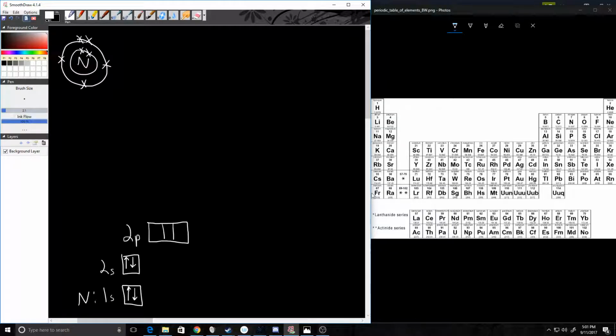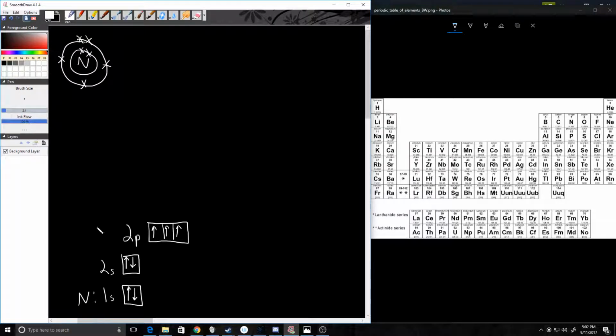All right, I made that middle box a little bit rough, but that's all right. And so in that 2p, I'm only going to count these right here until I get to nitrogen: 1, 2, 3. And I want these to be as spread apart as possible. So let's go 1, 2, 3. So it's important to see that nitrogen has these 3 unpaired electrons.